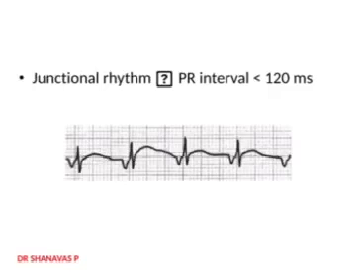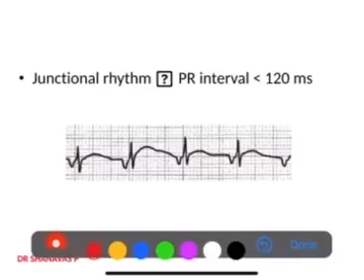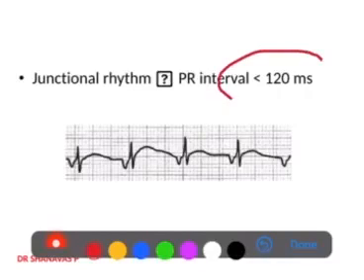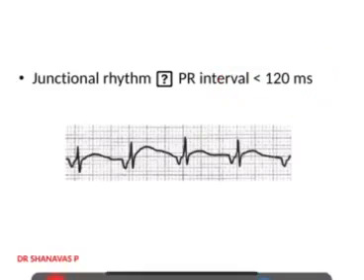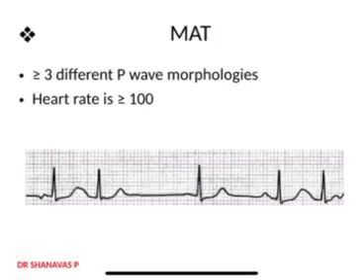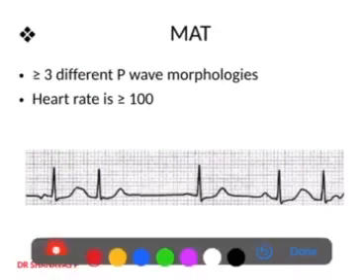Obviously, if it is arising from the AV nodal junction, what will be the result? The PR interval will be less than 120 milliseconds. So looking at the PR interval will help you to differentiate a junctional rhythm from an ectopic rhythm. Clear? And that is the fourth abnormality, that is multifocal atrial tachycardia.